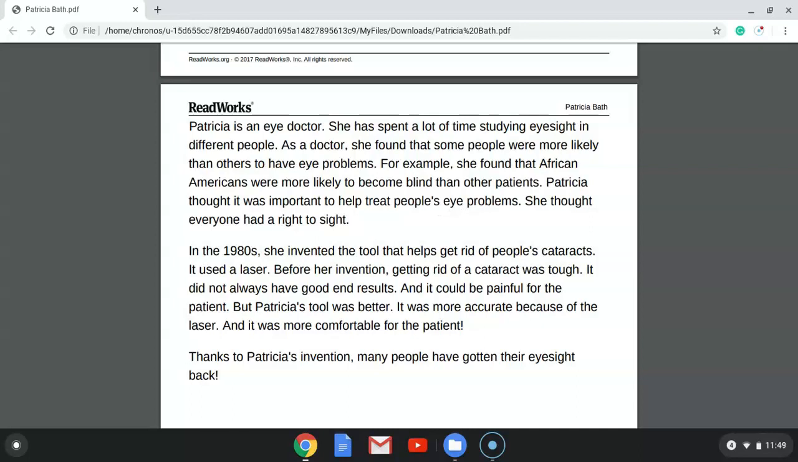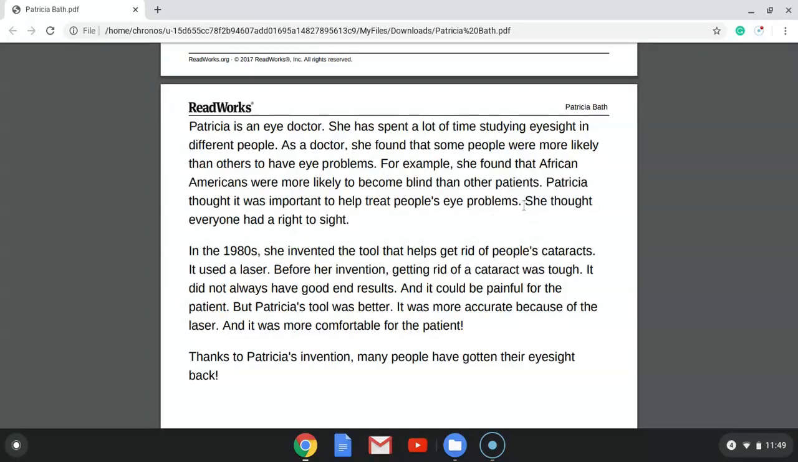I have a question. Which group of people are more likely to become blind than other patients? She found that African Americans were more likely to become blind than other patients. Patricia thought it was important to help treat people's eye problems. She thought everyone had a right to sight.